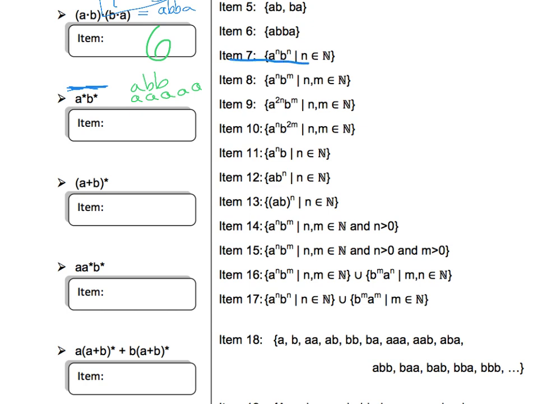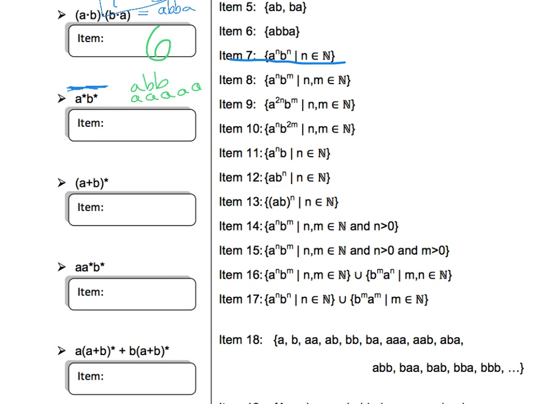Item 7 here is a to the n, b to the n, right? And because they both have that same exponent, that means exactly the same number of a's as b's. And in fact, we've talked about it a few times in class. That's not a regular language even, so there's not going to be any regular expression for it.